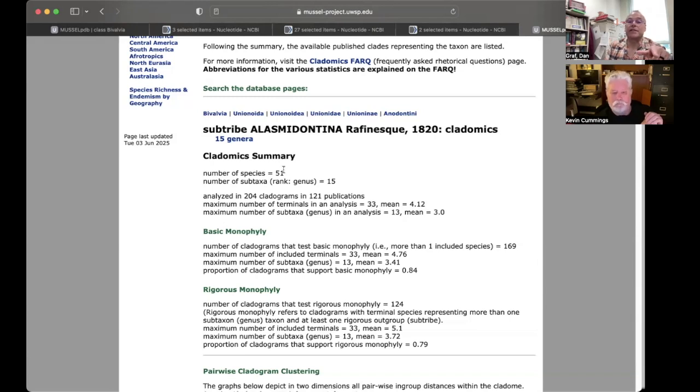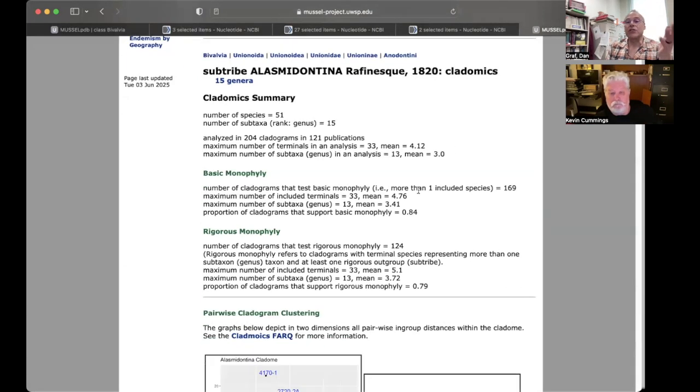So that's way less than 51, although the average number is about 4. So most of the time, these are just sort of being included as maybe not the focus of an analysis, but maybe outgroups or something like that, or some other part of the tree is the focus. The maximum number of genera that's been included is 13, but again, most of the time it's a lot less.